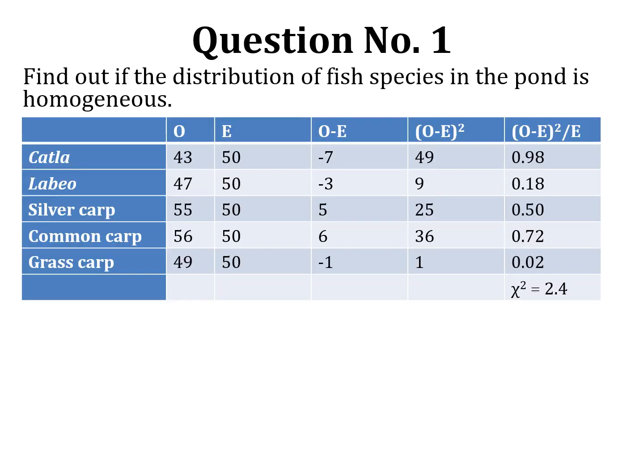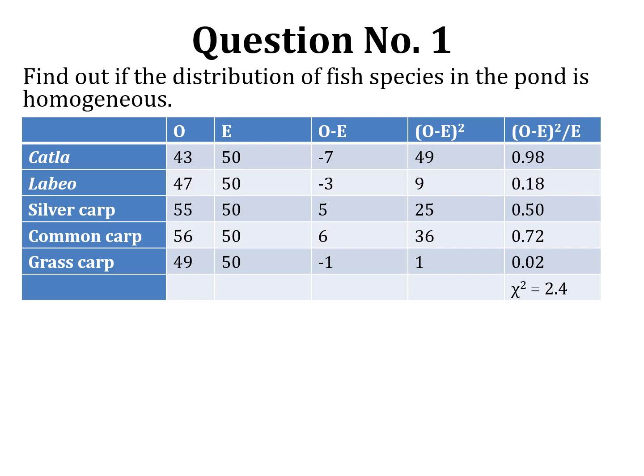So this is our calculation for the chi-square. This is our table for the chi-square calculation. In this table, we have different columns. The first column has the classes, the second column is the observed frequencies, which is 43 for catla, 47 for labio, 55 for silver carp, 56 for common carp, and 49 for grass carp. The next column is the expected frequencies, which are 50 for catla, 50 for labio. In fact, these are 50 for each of these fish.